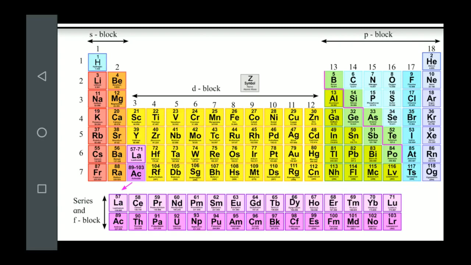Lanthanum and actinium themselves are not f block; they are positioned in the d block because in these two elements the last electron is not going into the f block but into the d block. So the f block remains empty in them. That's why they are given a position in the d block. I hope you all have understood it.